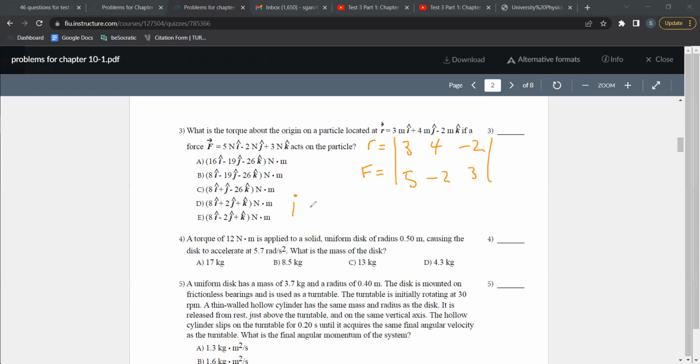And if we do the cross product for it, essentially what's going to happen is we're going to have our i times 4 times 3 minus -2 times -2, minus j times 3 times 3 minus 5 times -2, plus your k times 3 times -2 minus 5 times 4. Now let me put that onto the calculator.